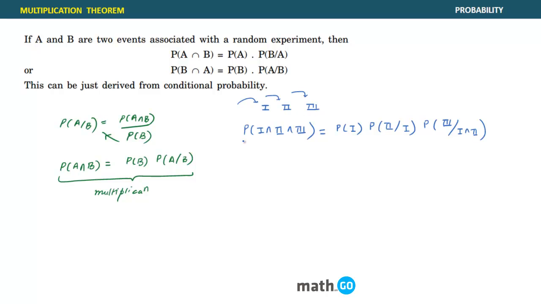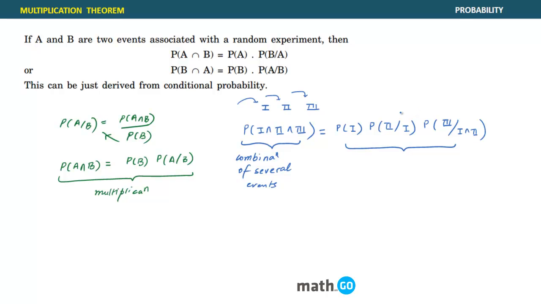So if you want to find the combination of several events, the probability of the combination of several events, we use multiplication theorem. For this, you just need to find the order in which the events are taking place and then just apply conditional probability each time as you progress to the next stage. So this is stage 1, stage 2, stage 3, and this process can go on.